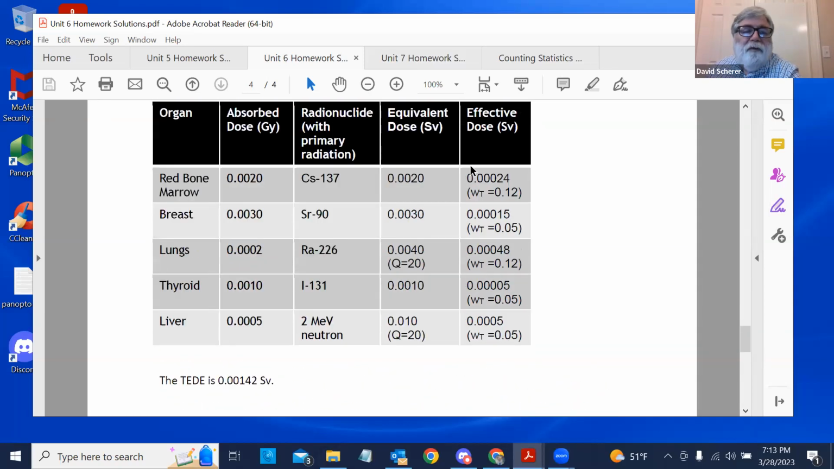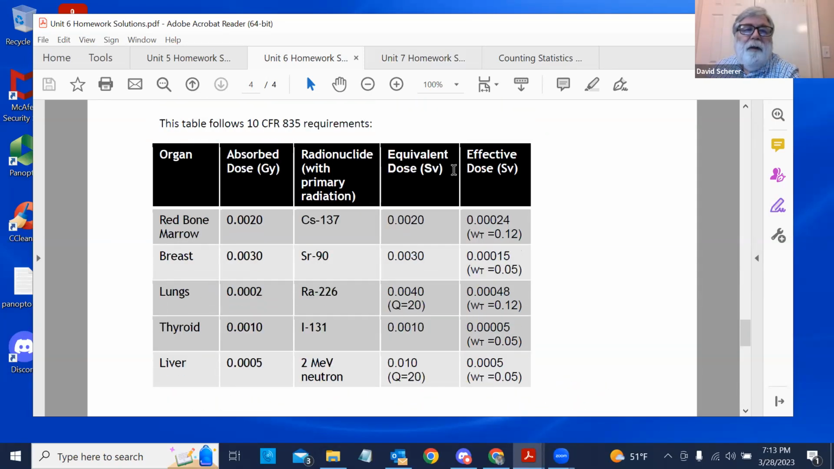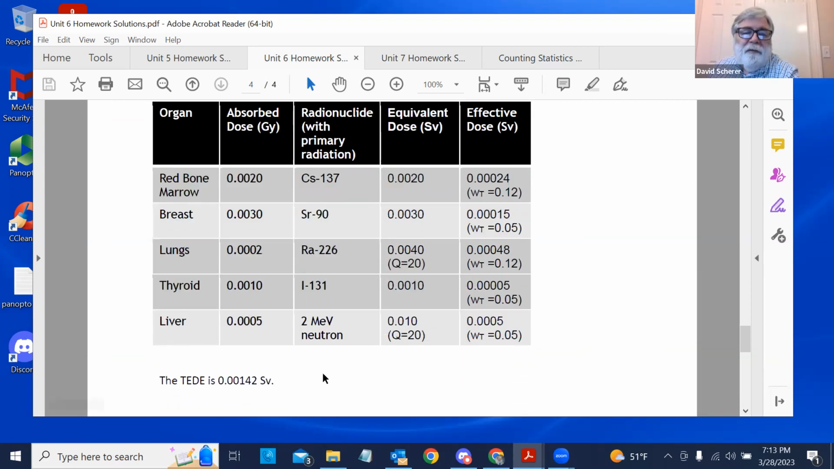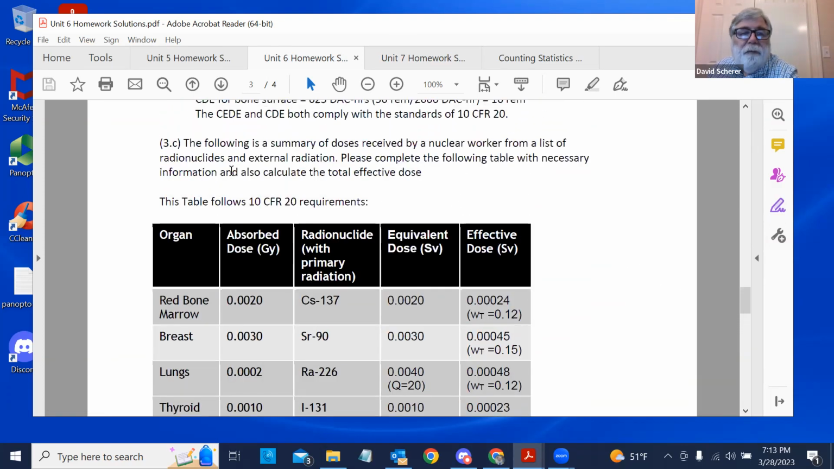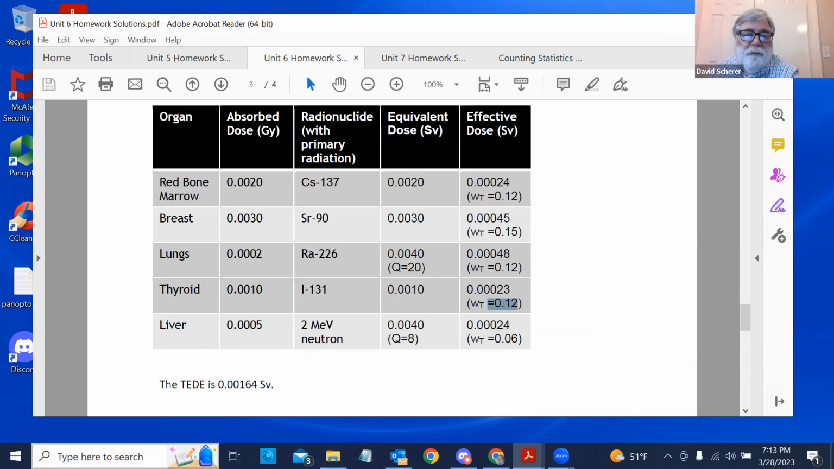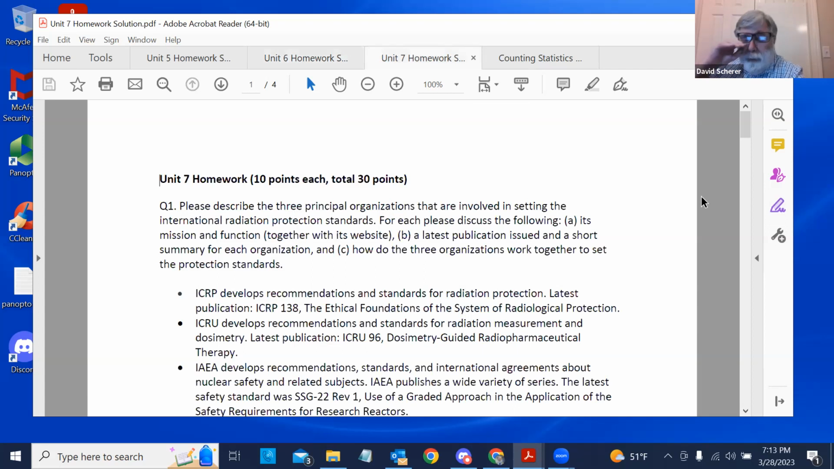Do I have any questions? Oh, and to get the TEDE, I add up all the effective doses. That was one of the things the problem asked for: calculate total effective dose equivalent. Here it is right here. Now, should we move on to the next one, since we're already an hour and a quarter into this?